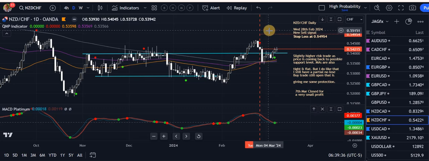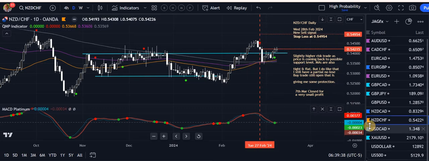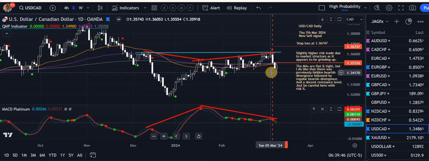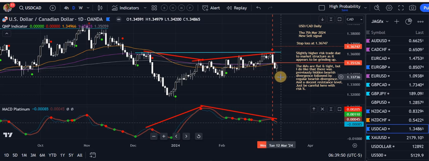Yeah, it's just all a bit messy in there, but we're out of that trade. We didn't lose, so it's all good. USD CAD, I'm in a sell, hopefully here. Let's wait for it. Here we go. Yeah, in a sell. Going all right Thursday, Friday, not that kind to me.